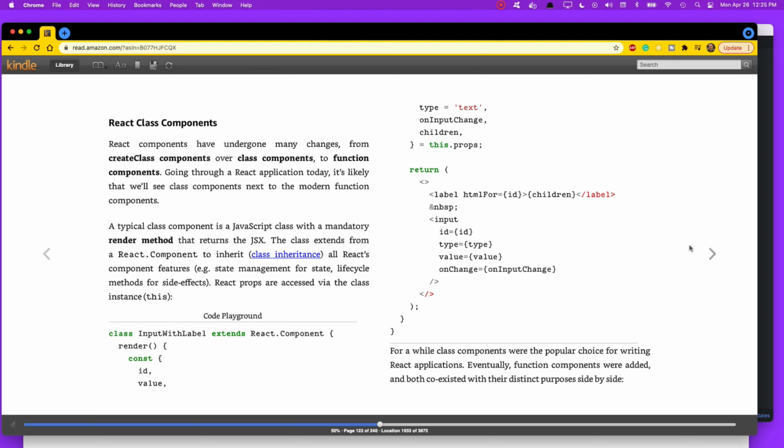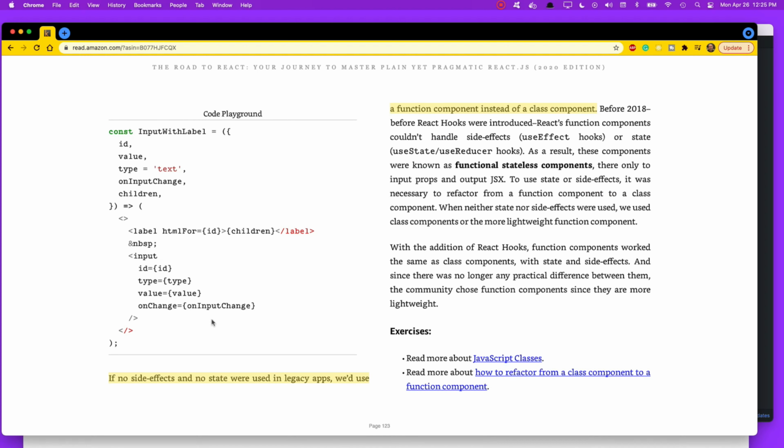And what I want to say about this section, and by the way, I'm showing the content of the book for the first time, is this line right here, which I like and I agree with, and kind of the way I looked at it: that if no side effects and no state were used in legacy apps, we'd use function components instead of a class component. So I guess in the past, if there was no state and something was simple, like I said, we would use functional components. But then things changed, and functional components introduced hooks, and you can now have state.